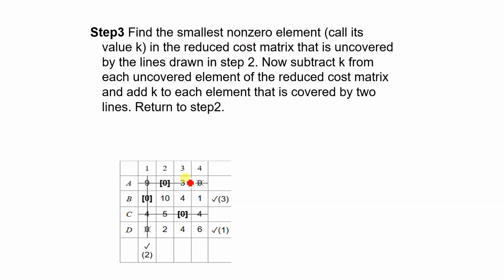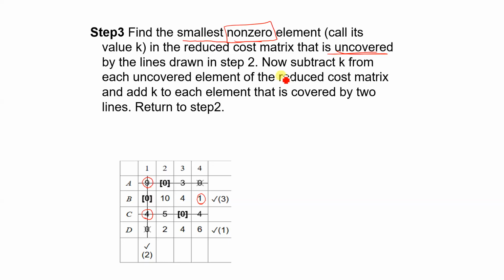So find the smallest element. Once all the zeros are covered by vertical or horizontal lines, find the smallest non-zero element. This is important. The smallest element should be non-zero because all the zeros are covered. So the smallest non-zero element that is uncovered, in this case, is 1. Now subtract this smallest uncovered element from all of the uncovered elements, and add it to the elements covered by 2 lines, like this and this. So subtract 1 from 10, 4, 2, 4, 6, and add 1 to 9 and 4.